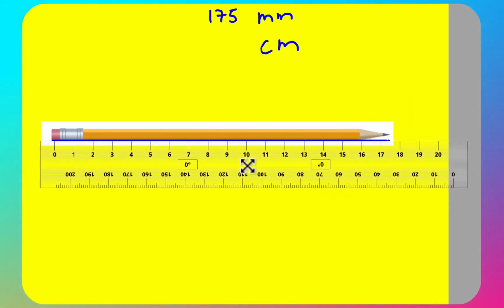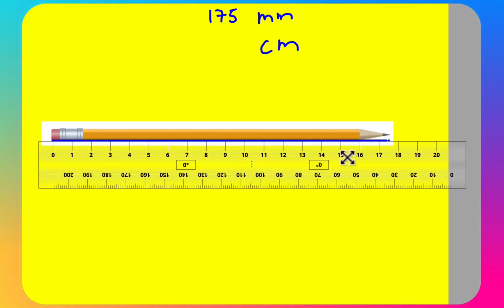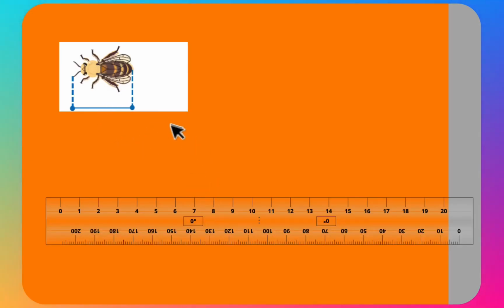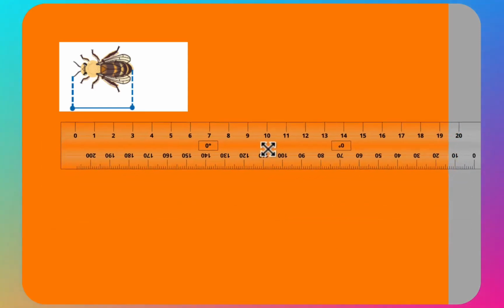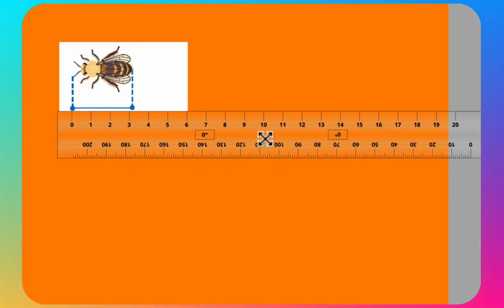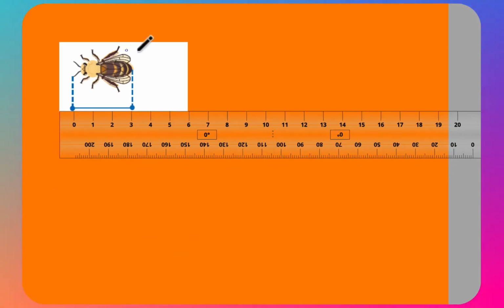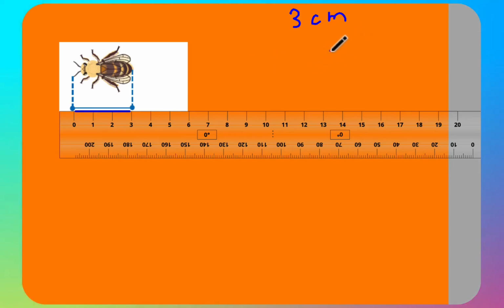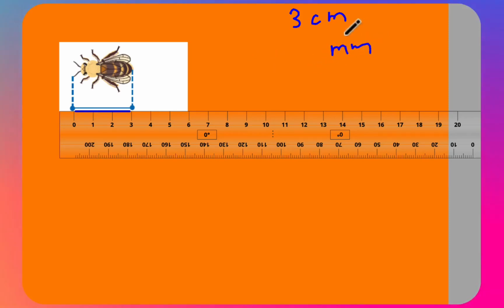I'm going to ask you now, what do you think this measurement will be in centimeters? As you can see, our measurement in centimeters equals 17.5 centimeters. I want you to make a guess at what you think this bumblebee's length is from this blue mark to this blue mark so that it's evenly spread out. Okay, let's have a look. So our bumblebee's length is equal to 3 centimeters. What do you think the bumblebee's length would be in millimeters? You guessed it, our answer is 30 millimeters.